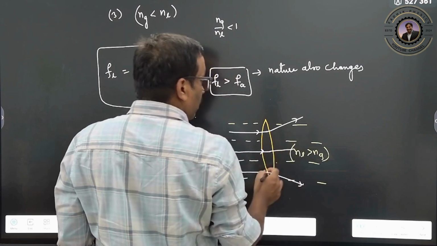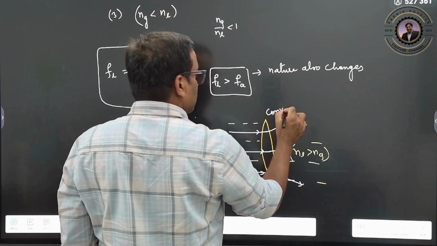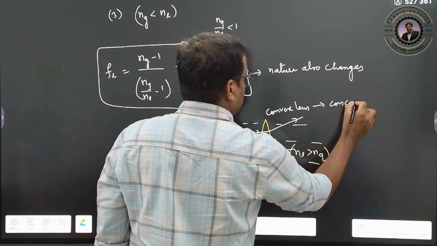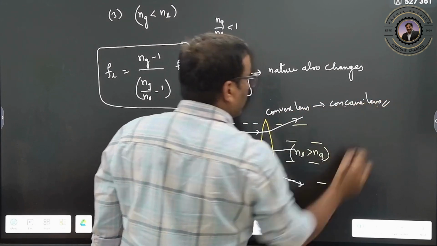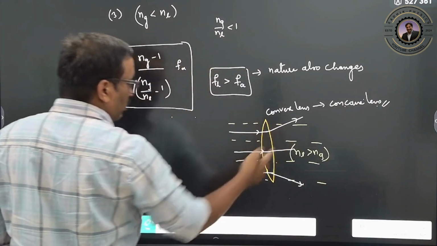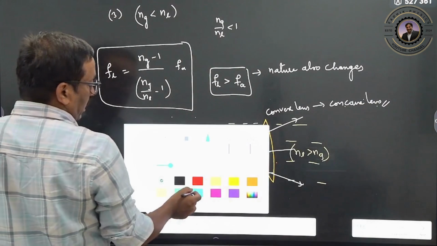So, what will happen now? This convex lens is behaving like a concave lens. You understand? The nature is also changed. So, why is this changed? Because the outside refractive index is greater now.